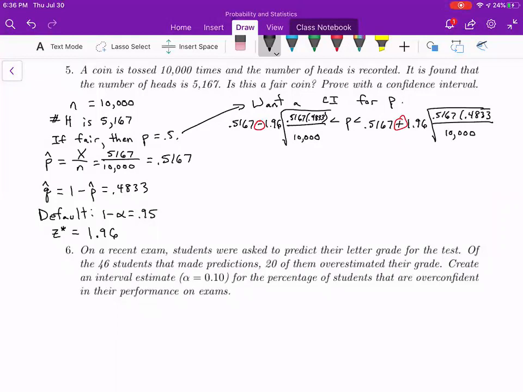So here I took that formula on the first page and I plugged in all of the appropriate values. And of course, as usual, what's left is to calculate.